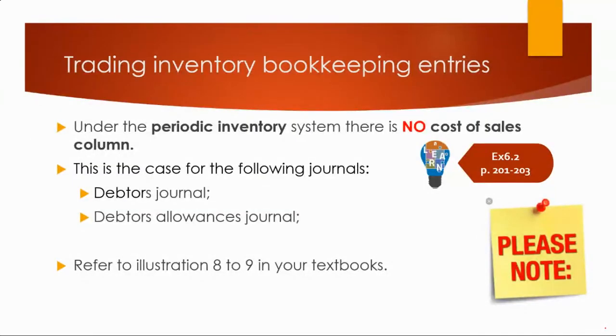Okay, so if we look at the debtors journal, debtors allowance journal, it will be exactly the same as the cash book receipts that we've just done. So illustration 8 and 9 will be exactly the same. For those ones under the periodic inventory system, we also will not have a cost of sales column. So you can just go through your textbooks to just revise those specific ones.